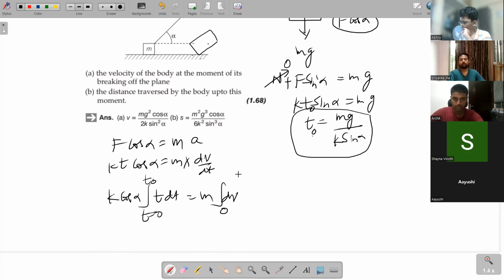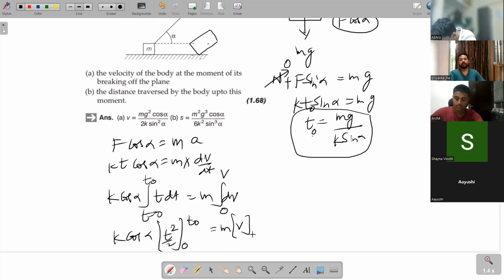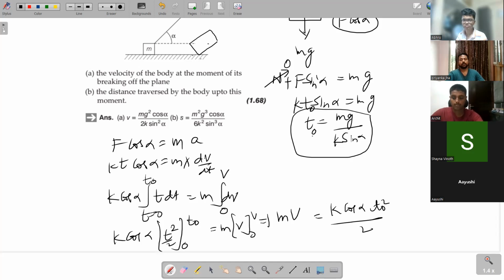Now at this moment, when the body breaks the contact, you want the speed. So at time t equal to 0, the velocity is 0, and at time t equal to t naught, suppose the velocity is v. Now you just have to integrate it. So this is t square by 2. The lower limit is 0, the upper limit is t naught, and for velocity, from 0 to v. Now if you see, mv is k cos alpha t naught square by 2. Now you just have to put the value of t naught over here.